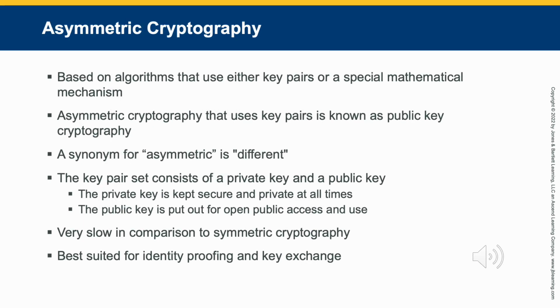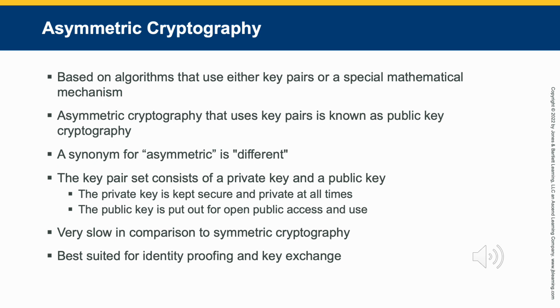Asymmetric cryptography is based on algorithms that use either key pairs or a special mathematical mechanism. Asymmetric cryptography that uses key pairs is also known as public key cryptography. A synonym for asymmetric is different. The key pair set consists of a private key and a public key.